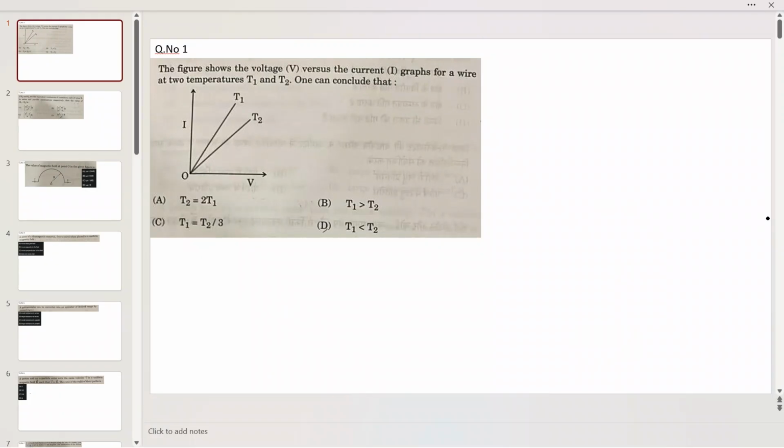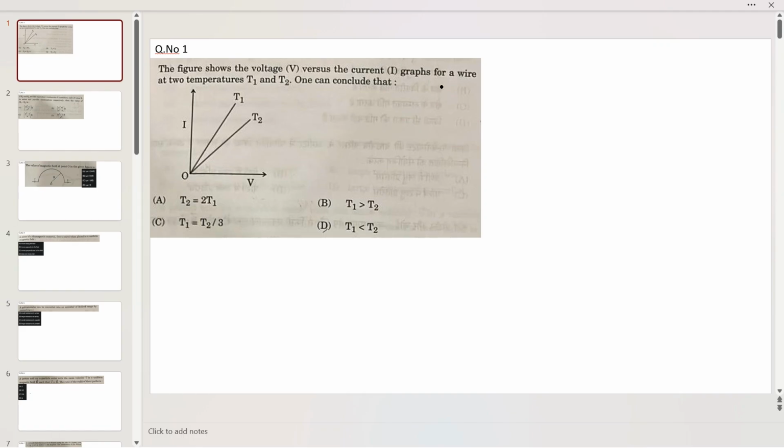Today I am going to solve physics 2025 CBSE board, class 12. The first question is, the figure shows the voltage V versus the current I graph for a wire at two temperatures T1 and T2. One can conclude that.